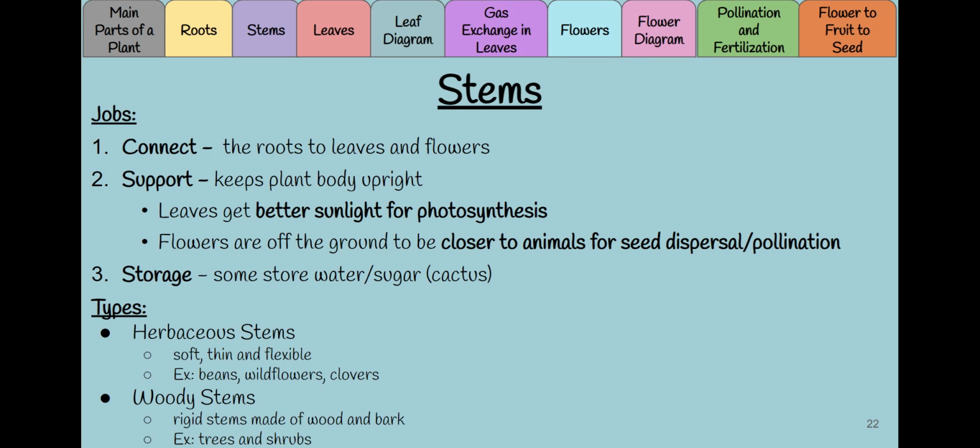And then there's a third part of stems: storage. Some store water or sugar, like a cactus. And there's different types of stems. You have herbaceous stems and woody stems. Herbaceous is soft, thin, and flexible, like the beans you're growing in class, wildflowers or clovers. And there's woody stems, rigid stems made up of wood and bark. Example would be trees and shrubs.